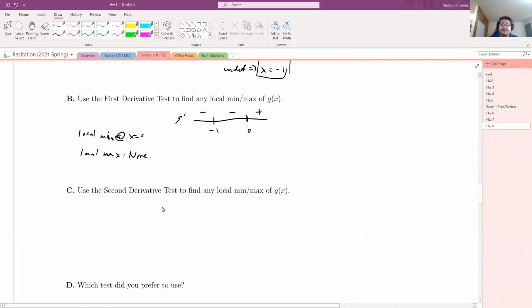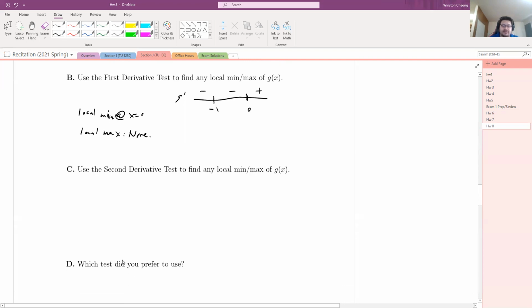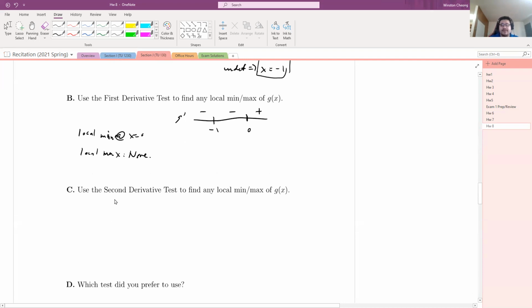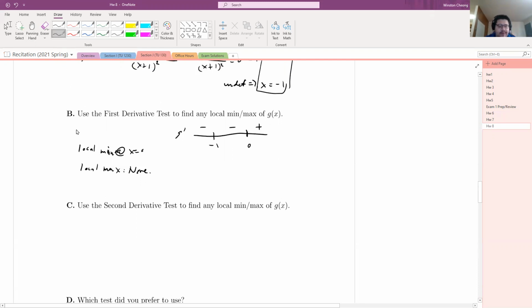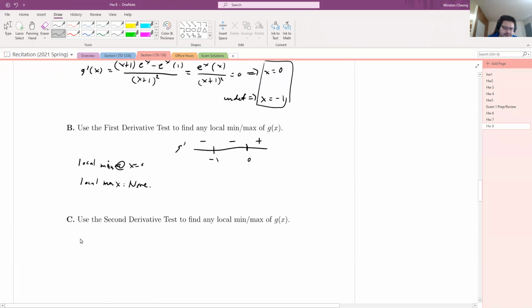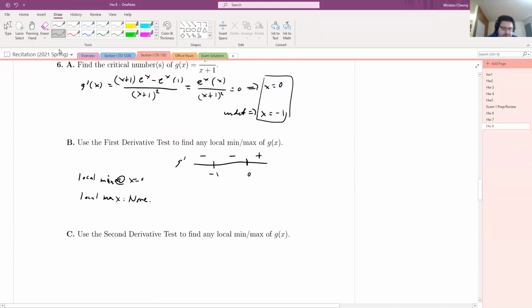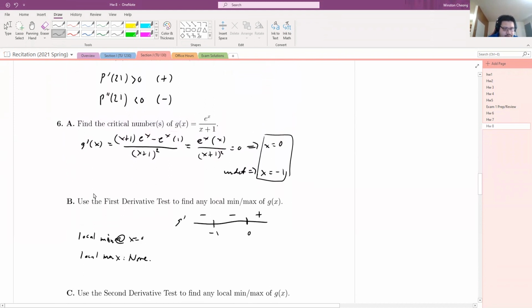Now it asks us to apply the second derivative test, and then later it asks us to compare. So this second derivative test is the part that's a little bit more time consuming, I would say. But what I'm gonna do is I'll probably end up just skipping a little bit of the algebra.